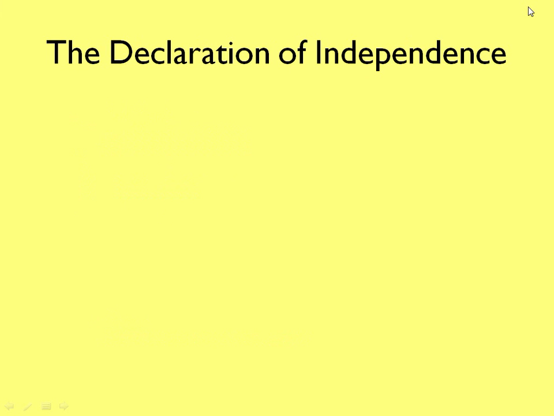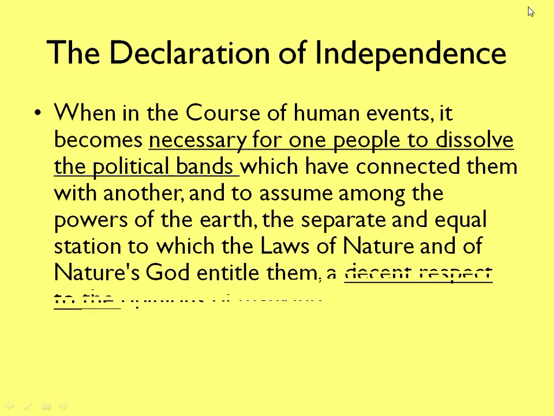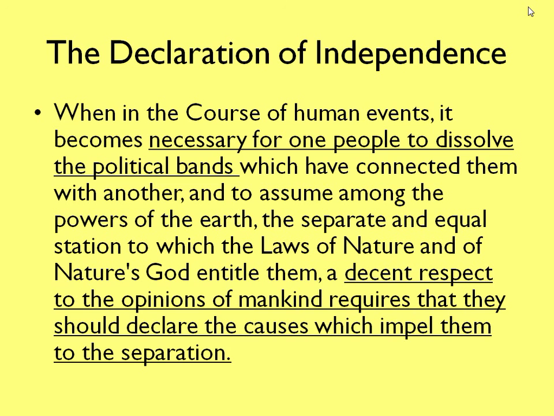Okay, so let's have a look at the document itself. We won't read all of it, but much of it. "When in the course of human events it becomes necessary for one people to dissolve the political bands which have connected them with another, and to assume among the powers of the earth a separate and equal station, to which the laws of nature and of nature's God entitle them, a decent respect to the opinions of mankind requires that they should declare the causes which impel them to the separation." Okay? So we're going to separate, we're going to have independence, and it's only right that we explain to you why.